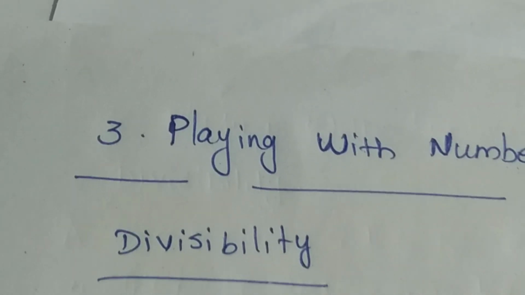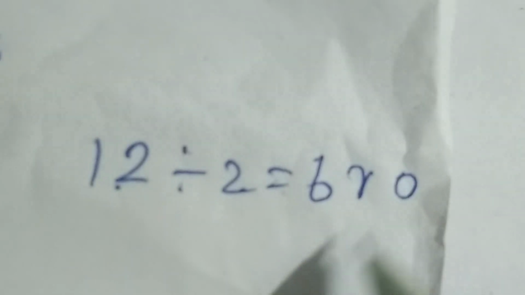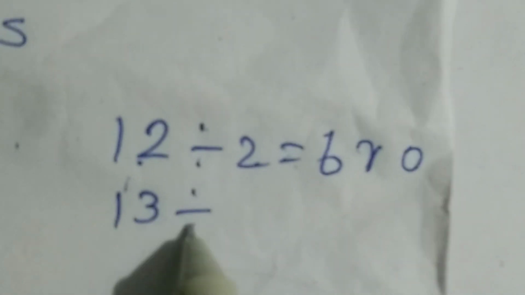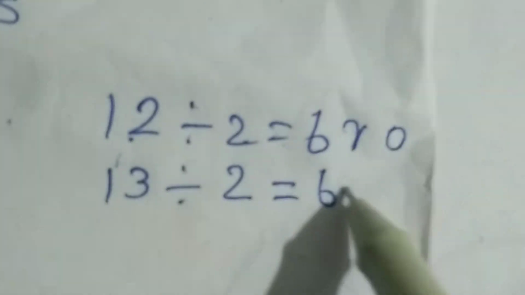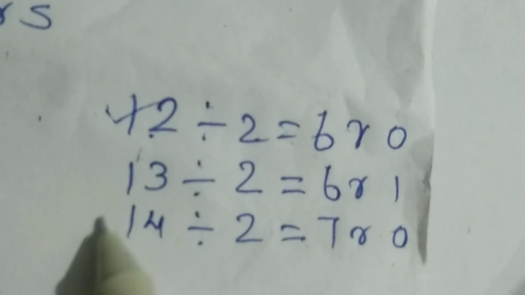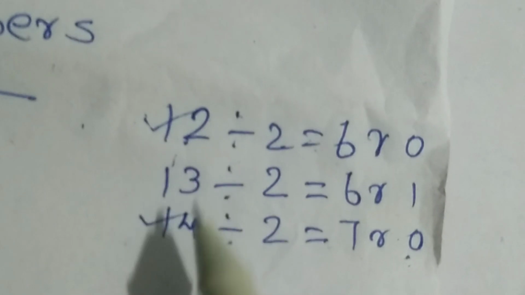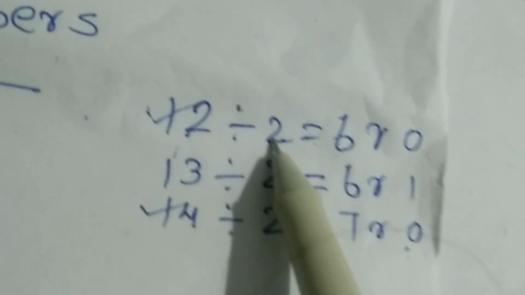Here we can study divisibility. We know that when we are dividing 12 by 2, how many 2's are there in 12? We know 6 2's are 12 and the remainder is 0. Then 13 divided by 2 is equal to 6 remainder 1. And 14 divided by 2 is equal to 7 remainder 0. Here we know when we are dividing 12 and 14, the remainder is 0. So we can say 12 and 14 are exactly divisible by 2.